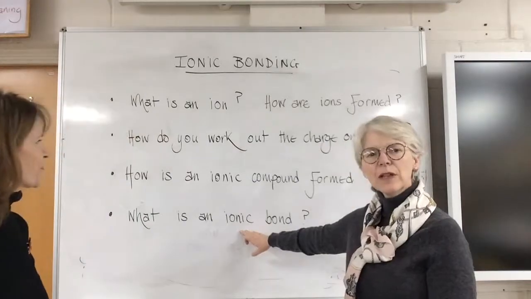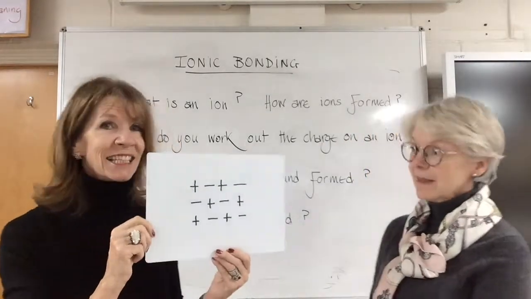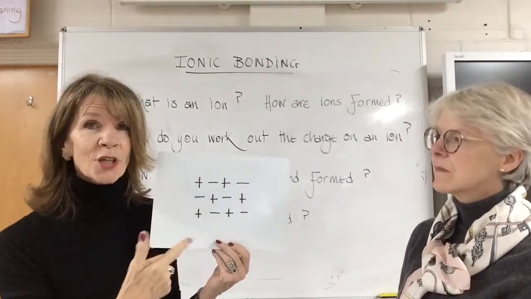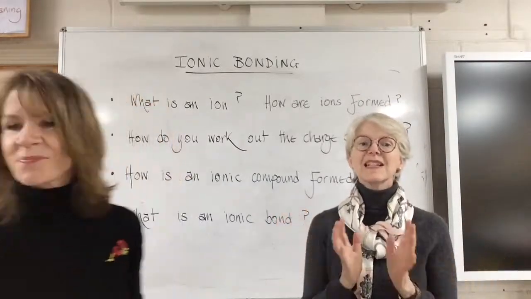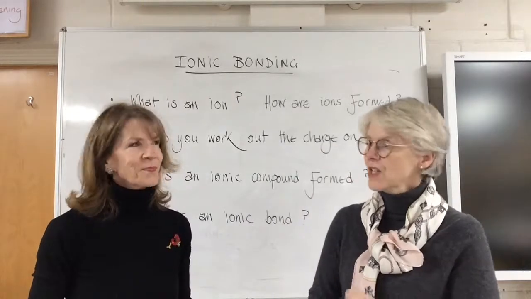So that brings us to the last point. What is an ionic bond? An ionic bond is an electrostatic attraction between the oppositely charged ions. Right, so that's all you need to say. An ionic bond is an electrostatic attraction between oppositely charged ions.